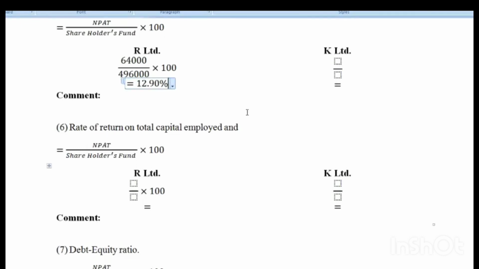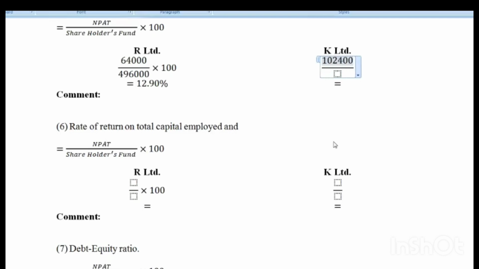Now in case of K Limited, what is net profit after tax? 1,12,400 divided by 5,80,000 shareholders fund. Now the answer is 17.66 percentage. Now which company's ratio is good? K Limited is better than R Limited.